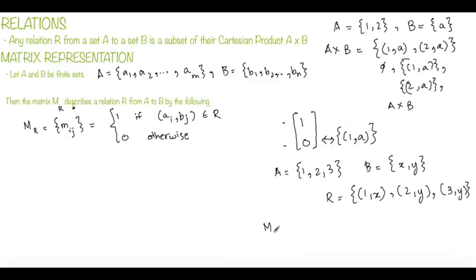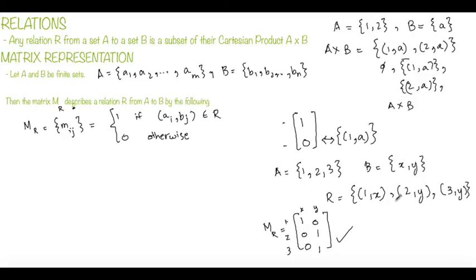So our matrix representation will be given by, now this row corresponds to 1, this corresponds to 2, this corresponds to 3, this column corresponds to X, this column corresponds to Y. If you want, you can actually put these numbers here, just for illustration purposes. Now (1, X) is in R, yes it is, so 1. (2, Y) is in R, so 1, and (3, Y) is in R, so 1. The rest of them are 0. So this is the matrix representation of this relation.